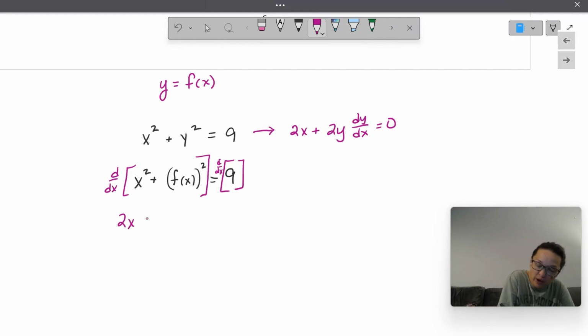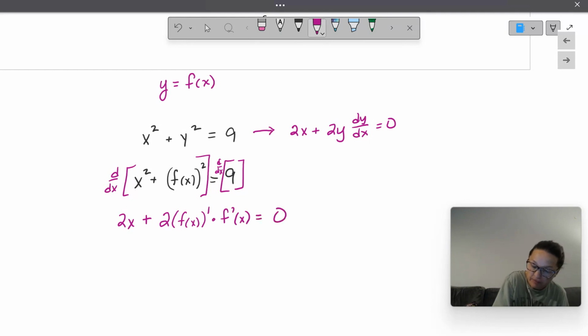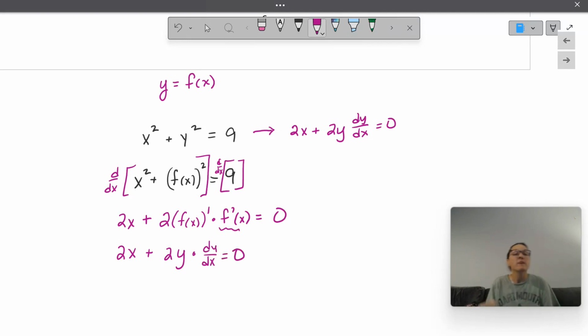So I'm going to take the derivative with respect to x of both sides, and the derivative of x squared is 2x, and the derivative of f of x squared would be a chain rule. So derivative of the outside, keep the inside, bring down the power reduced by 1, times the derivative of the inside. Well, now let's backtrack and say, wait a minute, wasn't that just y? Isn't this 2x plus 2y times dy dx?